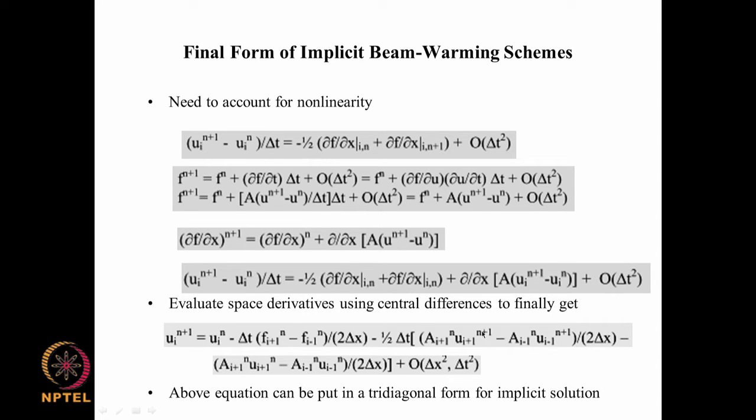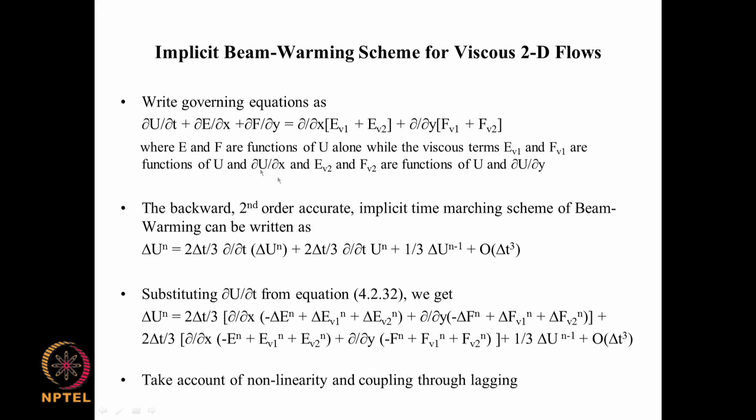It is implicit, therefore, we had to evaluate u_i^(n+1) in terms of u_(i+1)^(n+1) and u_(i-1)^(n+1), and these can be put in the form of a tridiagonal matrix equation. As we noted at that time, this equation has the capability to take account of nonlinearity. Since we are dealing with a single equation, the coupling aspect does not arise here, and this particular form can be put in a special form.